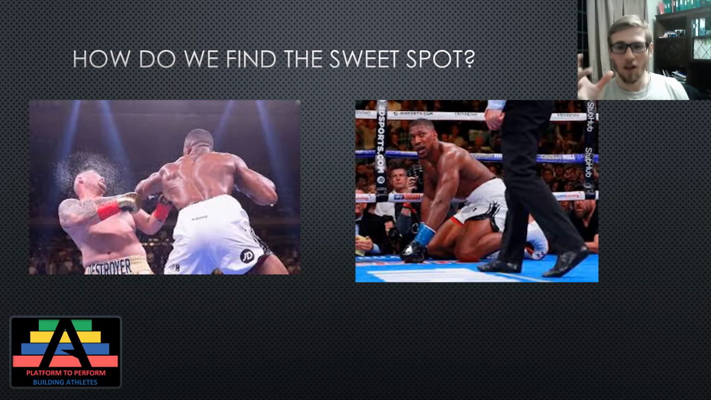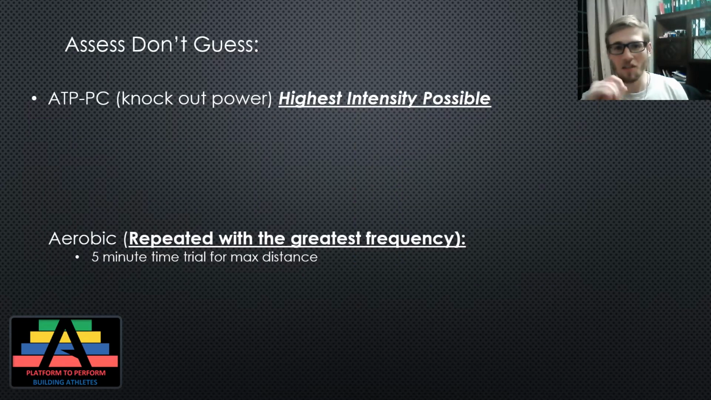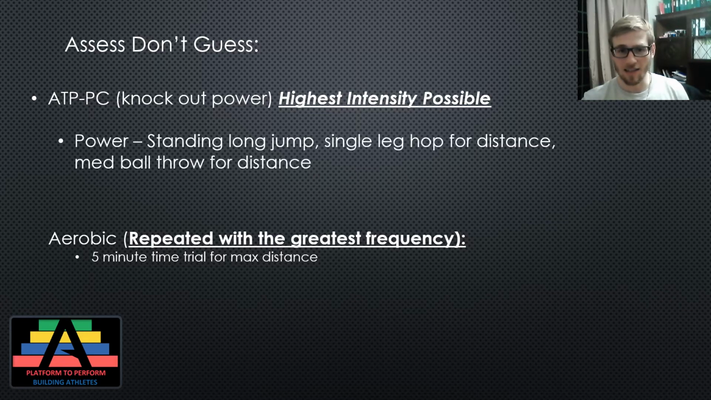So how do we find the sweet spot between being an explosive, powerful athlete, whilst also not running out of gas? So the first thing I would say is you need to assess where you're at. If you don't know where you're strong or where you're weak, how do you know what to prioritize? So simple ways of testing the ATP PC system, that's going to be activities that occur in under 10 seconds. Now, what I'd like to get a measure on is something like a standing long jump.